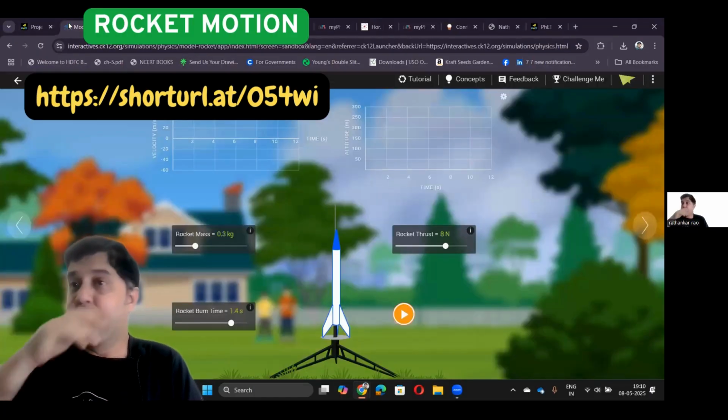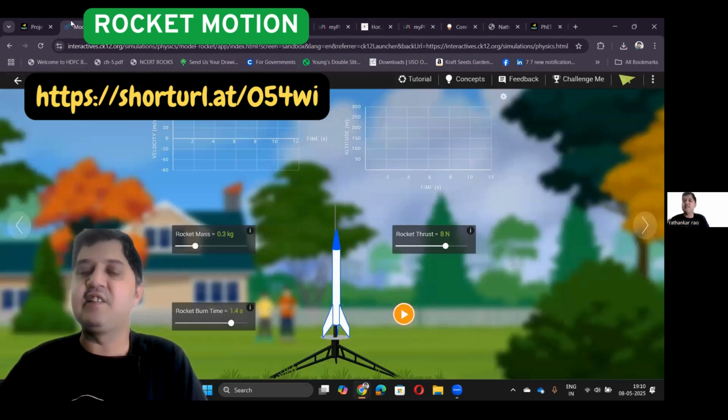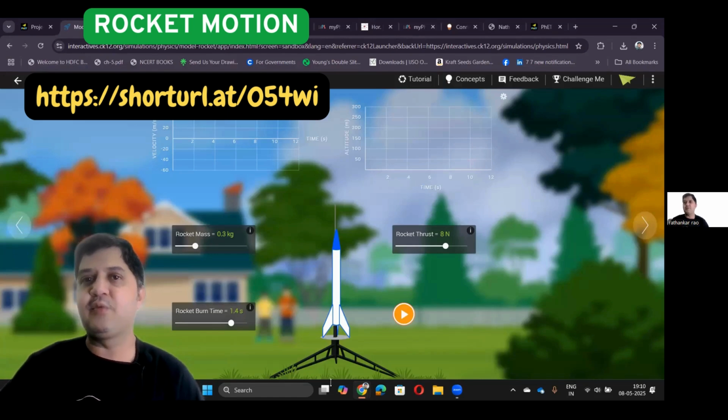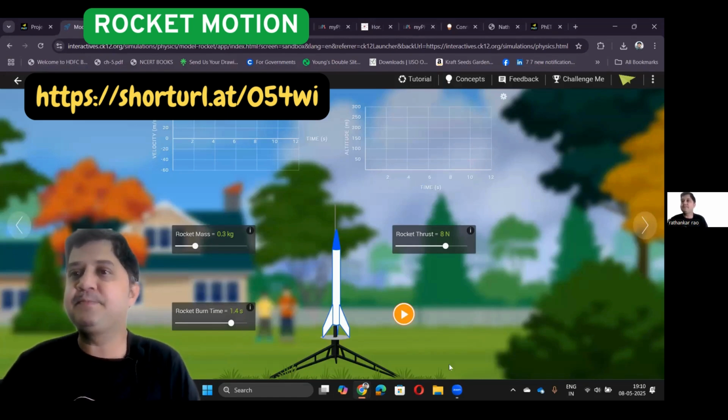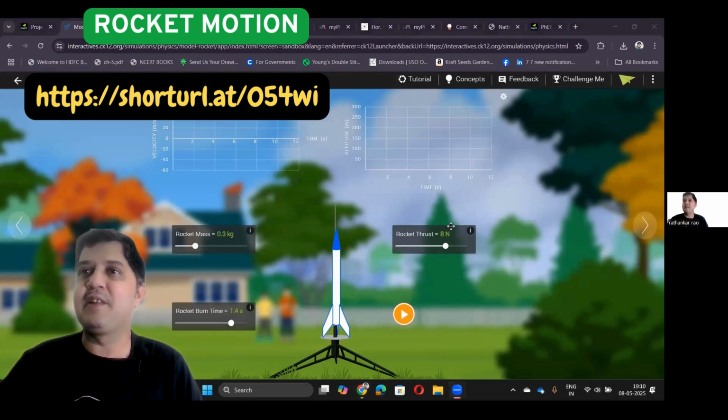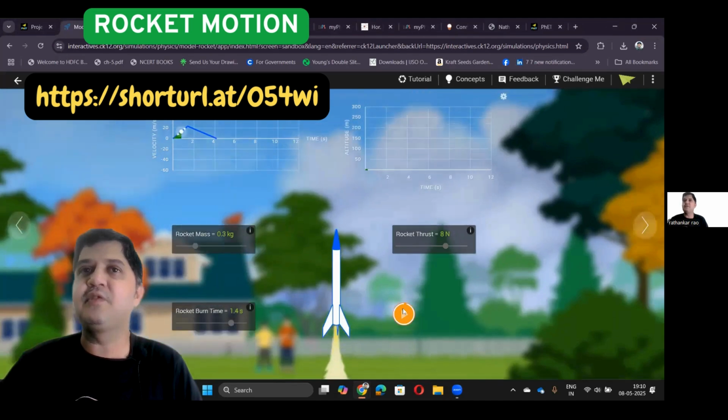This is once again air resistance, in the case of rocket motion. As you see here, there is a rocket over here, and there is a run button here. Rocket mass is given, thrust is here, rocket burn is here, and the play button is here. So when I click on this play button, what do we get here?